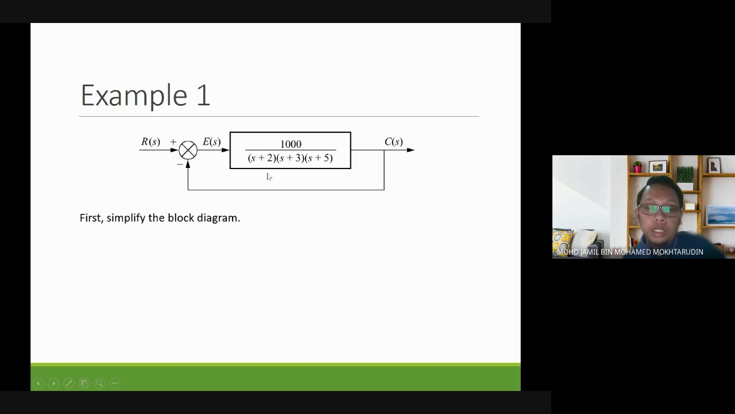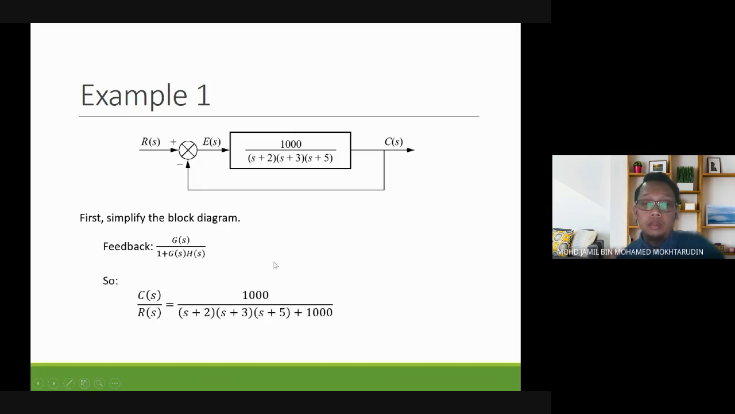This is a feedback loop, so you need to use the feedback formula: G(s) divided by 1 plus G times H, because this is negative feedback so it becomes plus. Here G is the block, and H is simply a line, equal to 1. If you use the formula, you get C over R equals 1000 divided by (s plus 2) times (s plus 3) times (s plus 5) plus 1000.